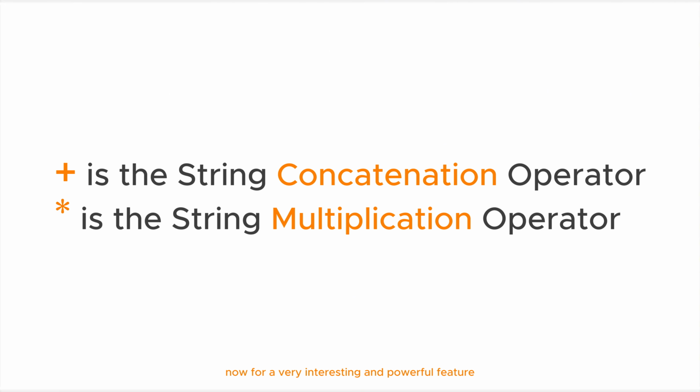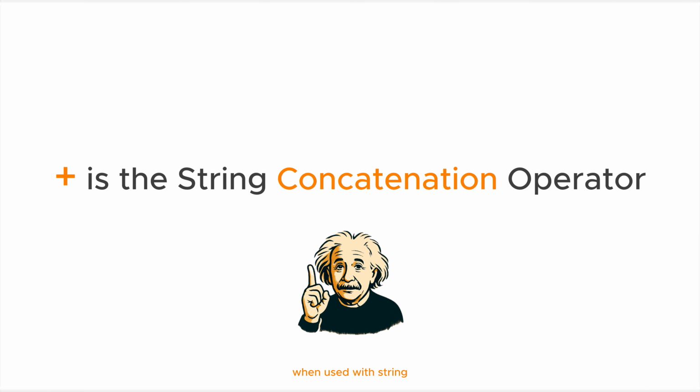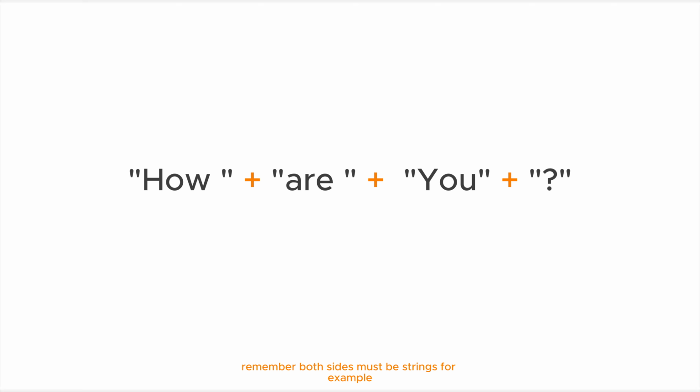Now for a very interesting and powerful feature. The plus and multiplication operators can also be used with strings, but they do something completely different. The plus operator is also the string concatenation operator. When used with strings, the plus operator joins them together. This is called concatenation. Remember, both sides must be strings.